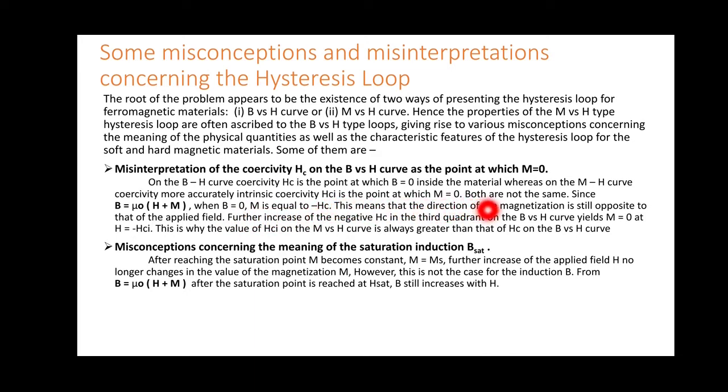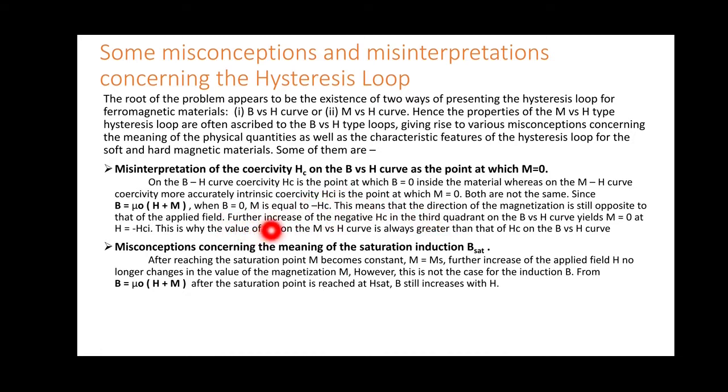Both are not the same, since B equals mu naught times (H plus M). So when B equals 0, that is the point of coercivity, M is not equal to 0. M is minus H_C, where H_C is the coercive field. If we put this value in, it means that the direction of magnetization is still opposite to the applied field, because H_C is negative and M is the negative of it, so the direction is opposite to the applied field.